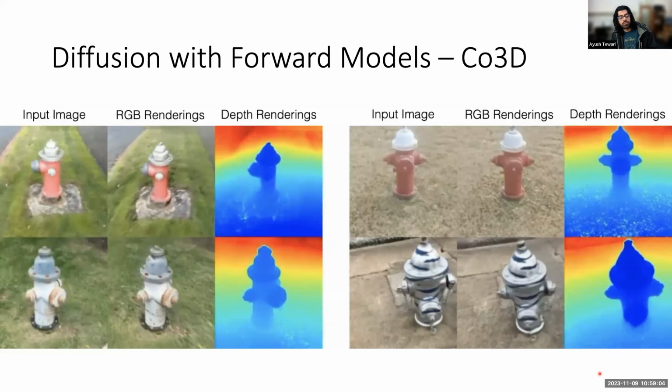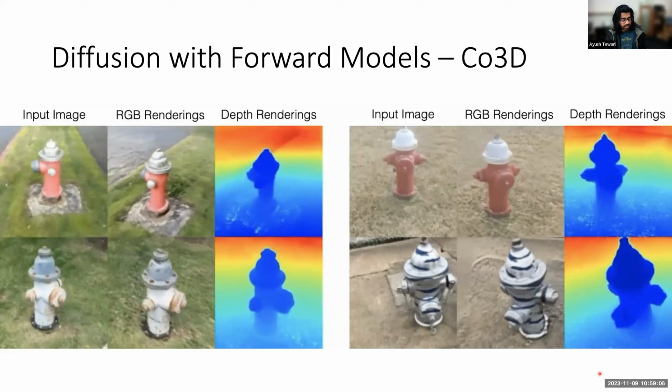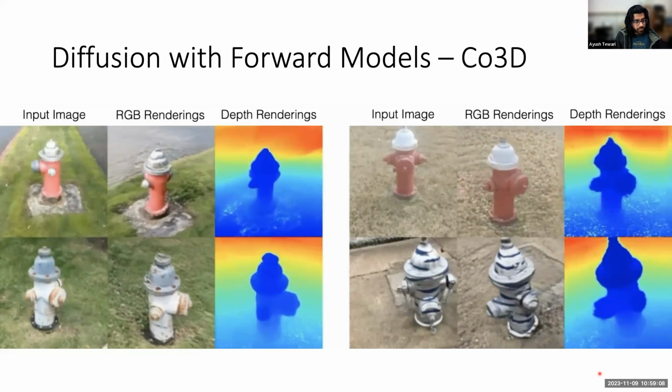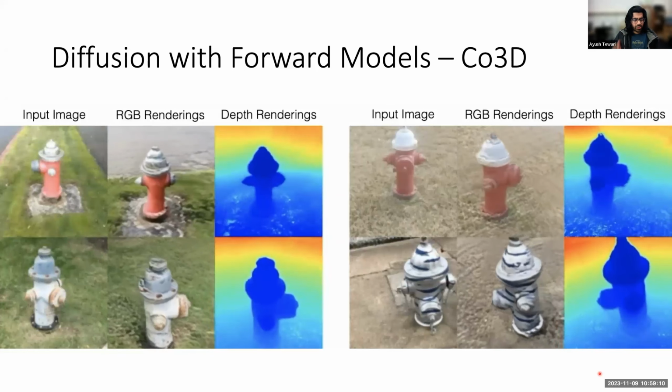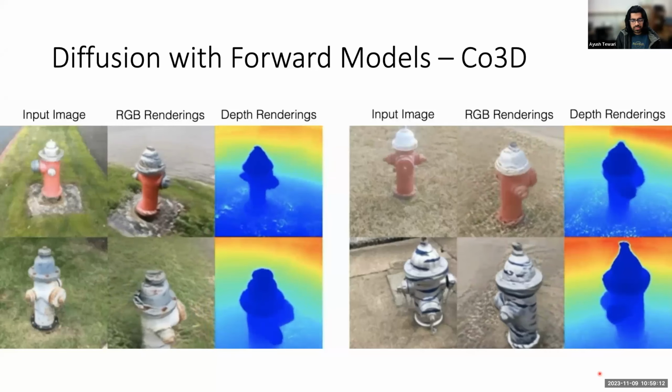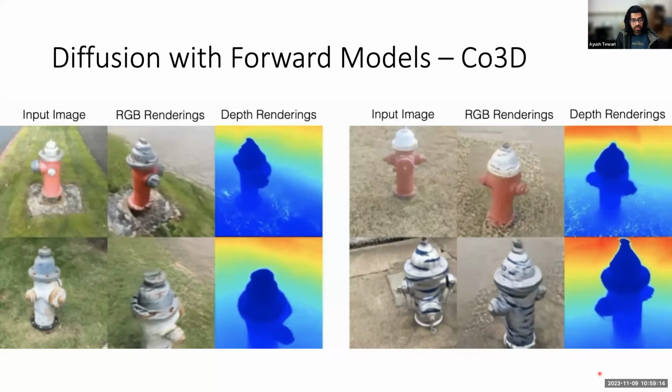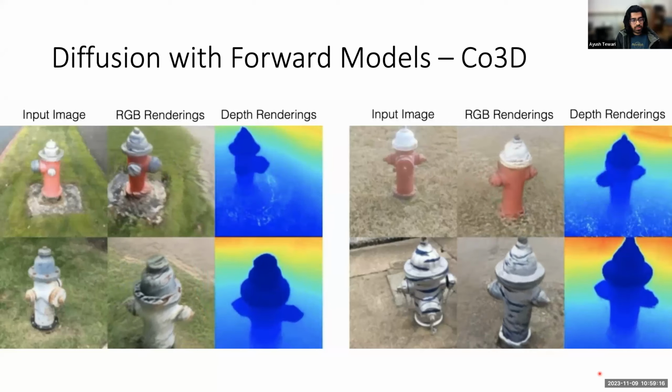These are results on CO3D hydrants. In this case, you can move around an object and get realistic reconstructions. It works well here as well.